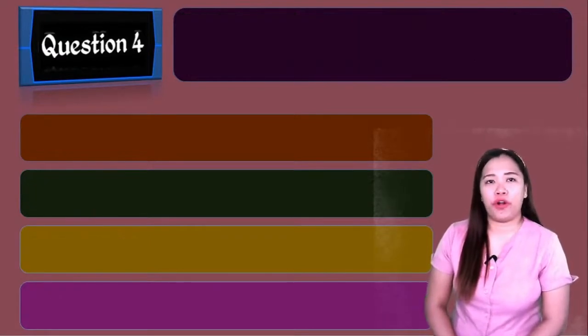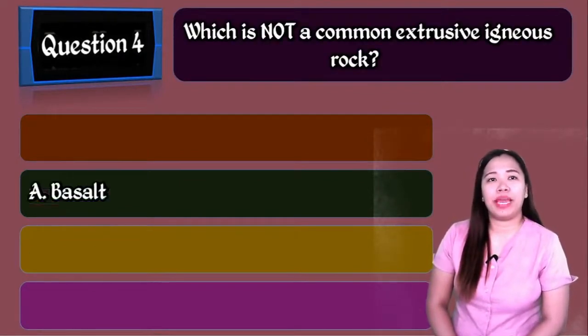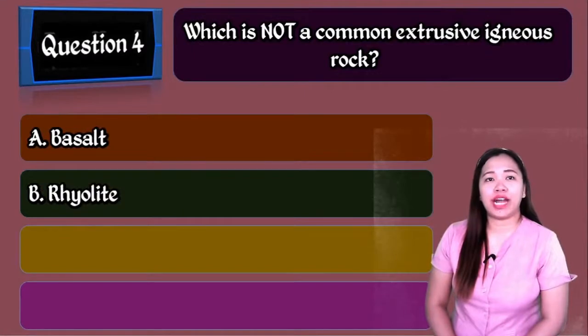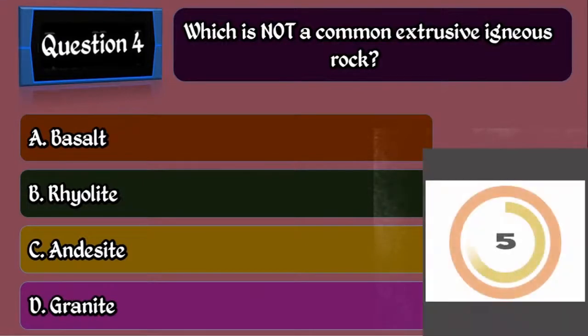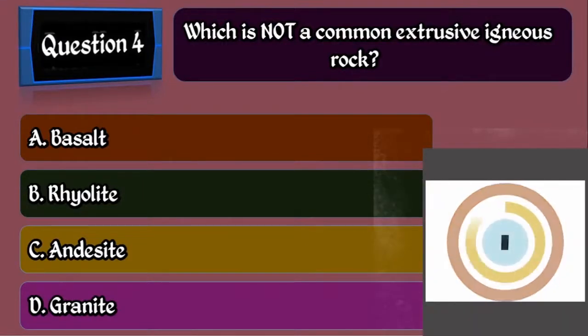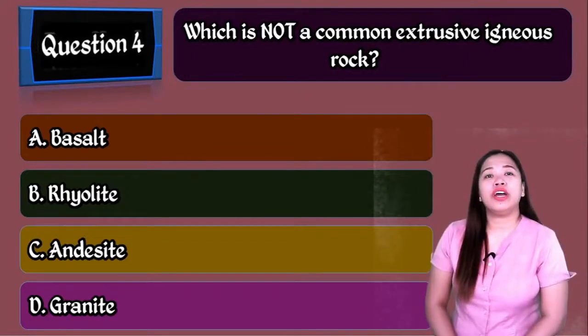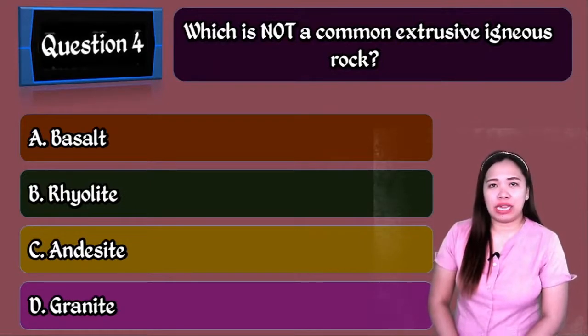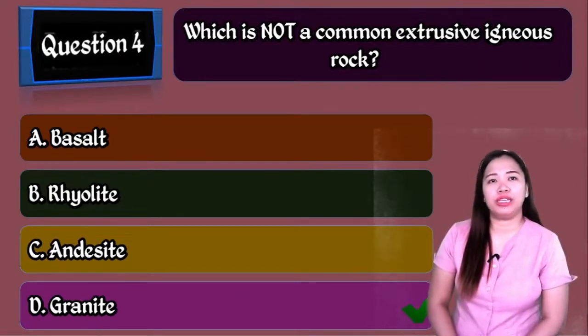Question number 4. Which is not a common extrusive igneous rock? A. Basalt. B. Rhyolite. C. Andesite. D. Granite. The correct answer is letter D, because granite is an example of an intrusive igneous rock.